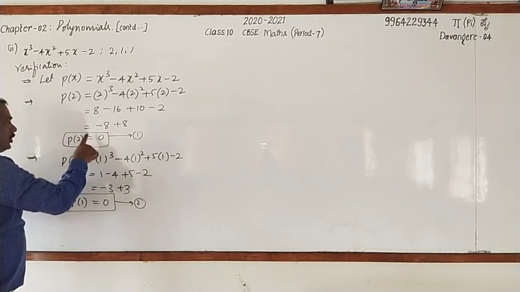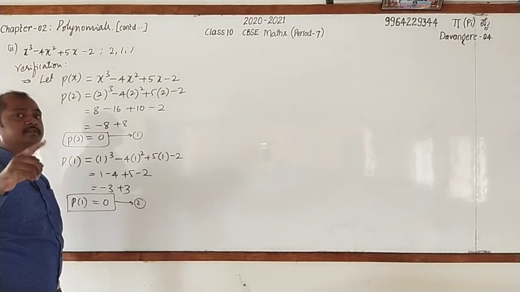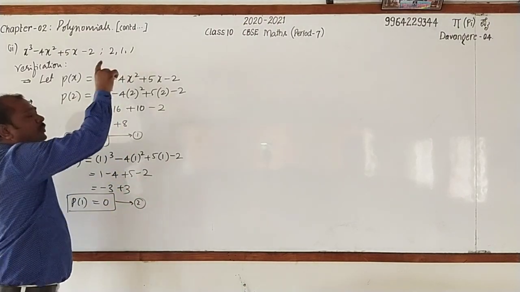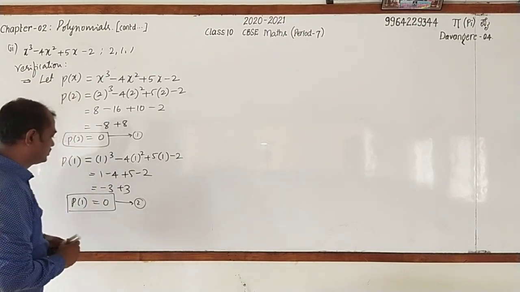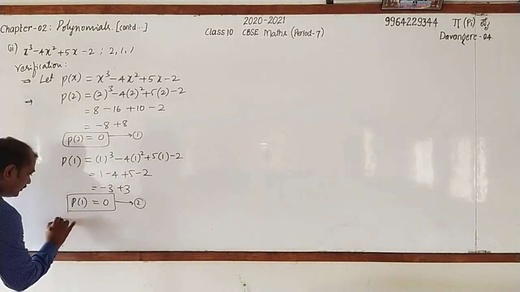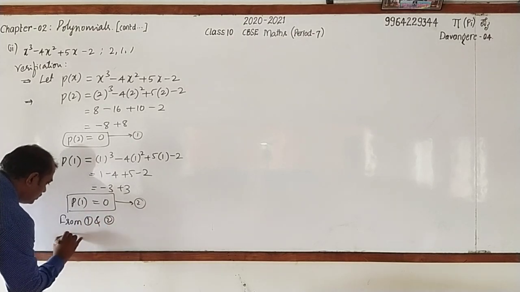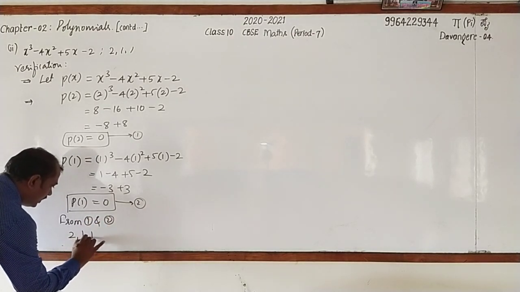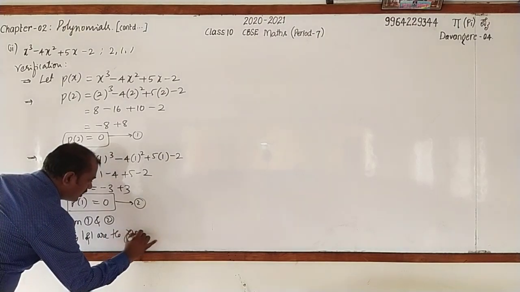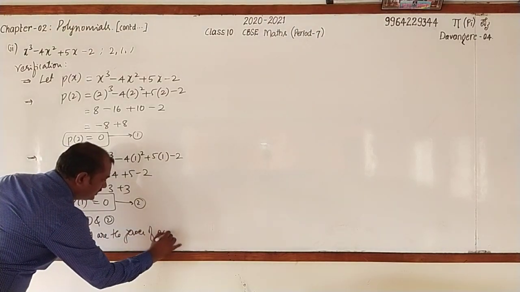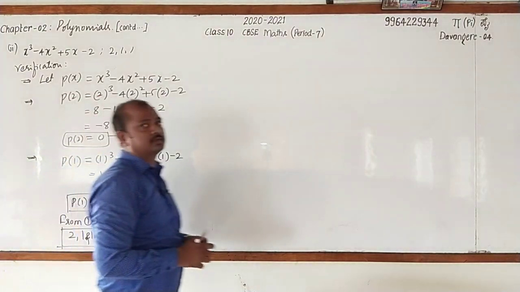Observe, in both the statements, value of polynomial is 0. Then what do you say about 2, 1, 1? Sorry, 2, 1, 1? They are the zeros. From 1 and 2, you can say that 2, 1 and 1 are the zeros of given polynomial, that is p of x. So we have answered for first sub question.